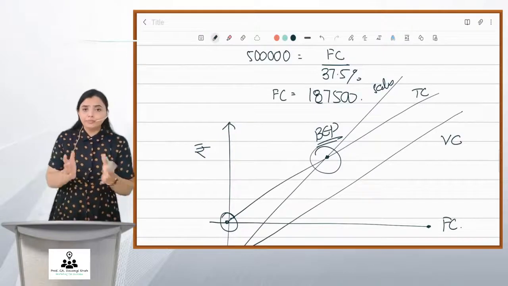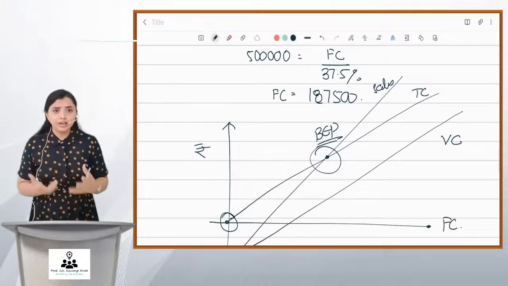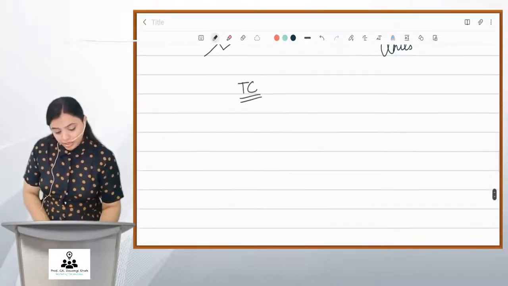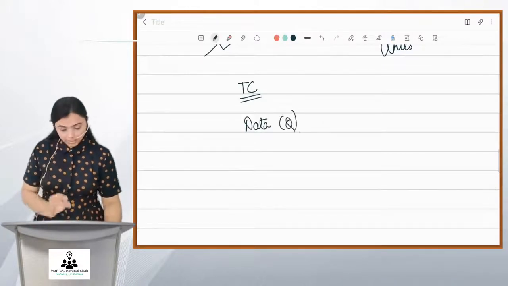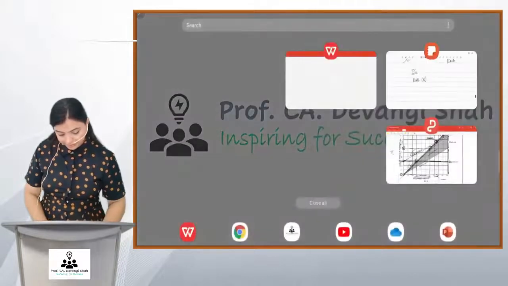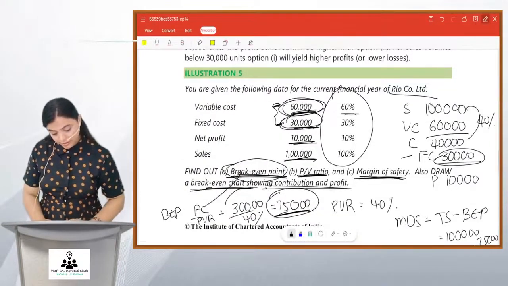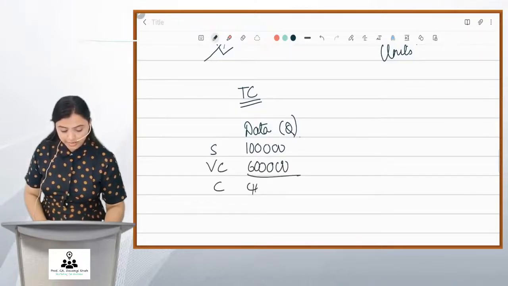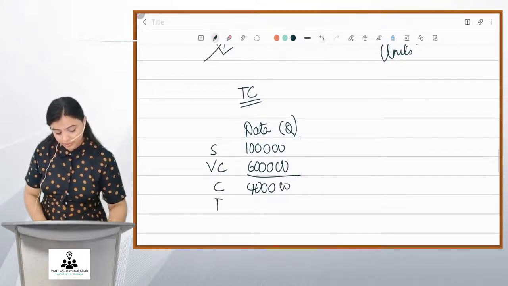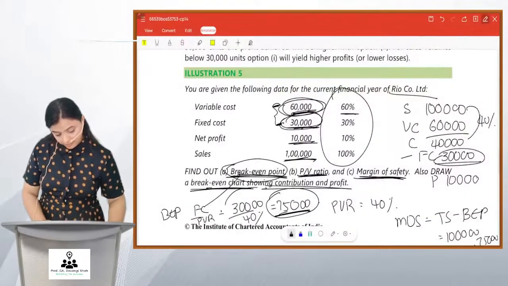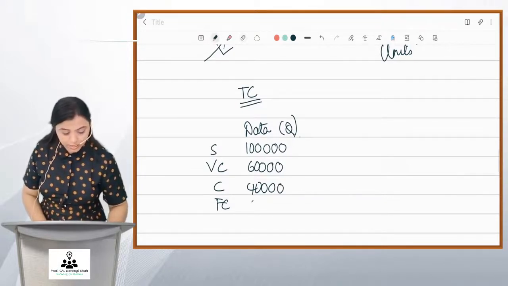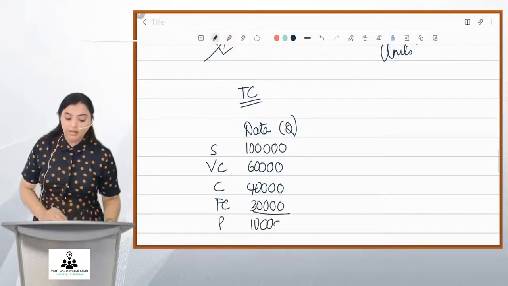Now, often students ask me how to draw these graphs. We are not given such numbers. So in that case, what you can do is take multiple numbers. Like I'll tell you. The data that is given in the question is this. We have already written it here. Where sales is 1 lakh, variable cost is 60,000, contribution is 40,000, fixed cost is 30,000, your profit is 10,000. Okay, one data is given.